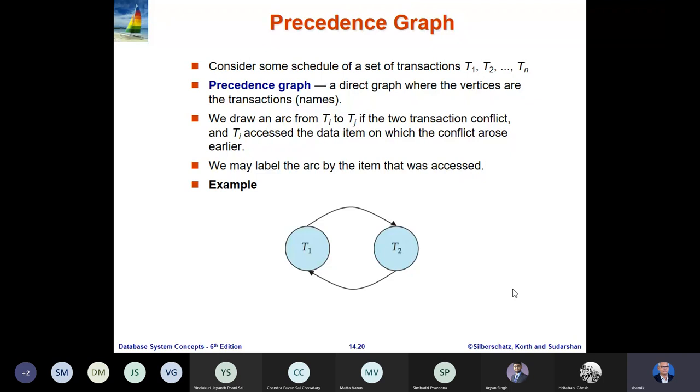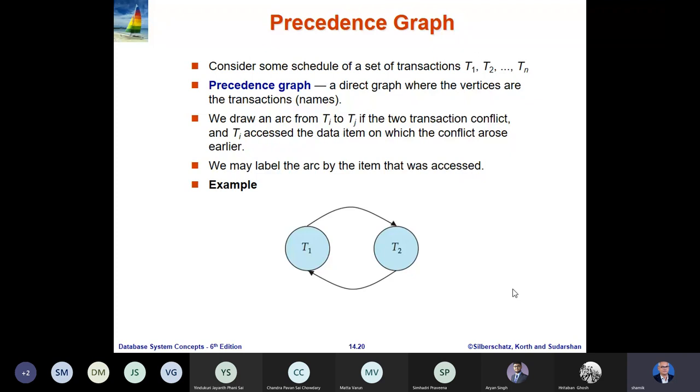So it is possible that T1 does a read of P before T2 does a write of P, and T2 does a read of Q before T1 does a write of Q. Then because of P I will have an edge from T1 to T2, because of Q I will have an edge from T2 to T1. Okay. So we will have this.